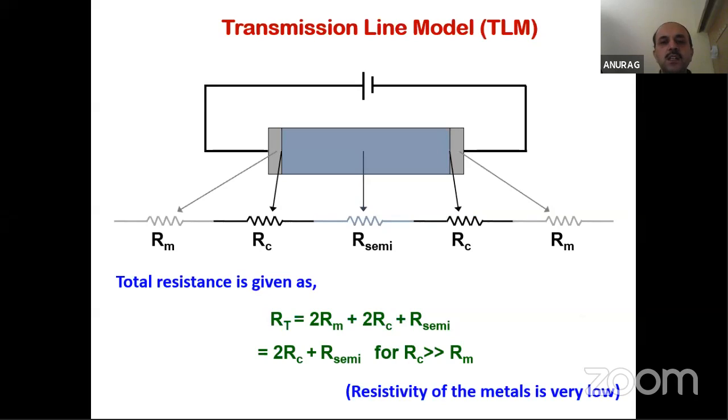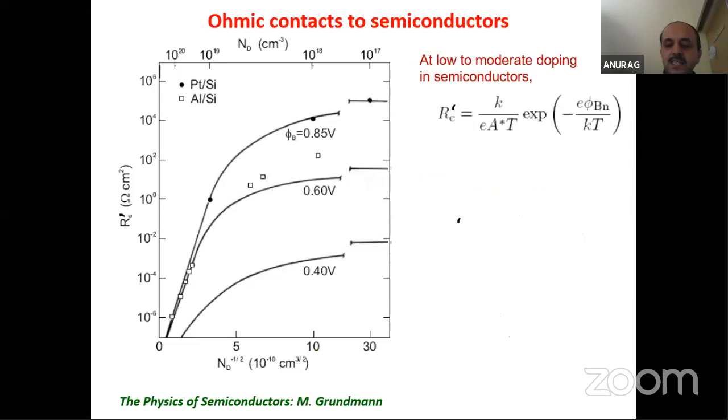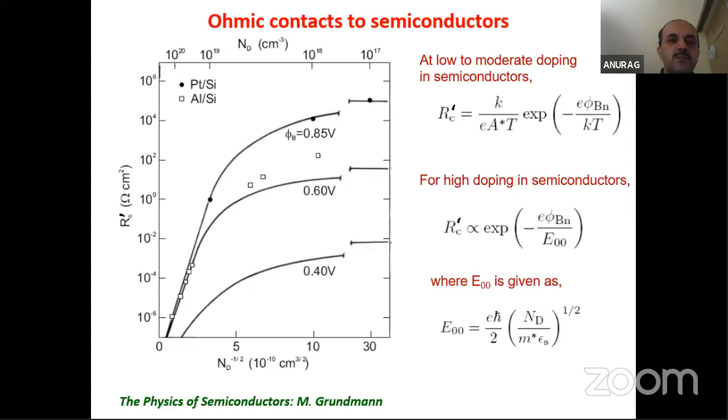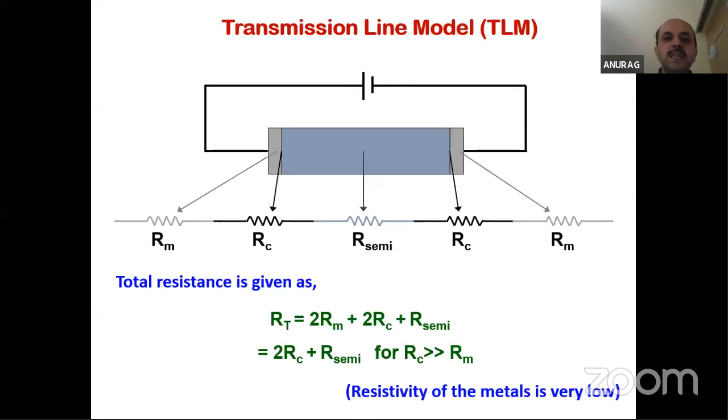So more or less, I think I initially said that I'm going to tell you about a lot of other things, but maybe this will be the last thing which I'm going to tell you: the transmission line model. I have told you about this RC dash. It is a very important figure of merit, but how to measure it experimentally is also important.